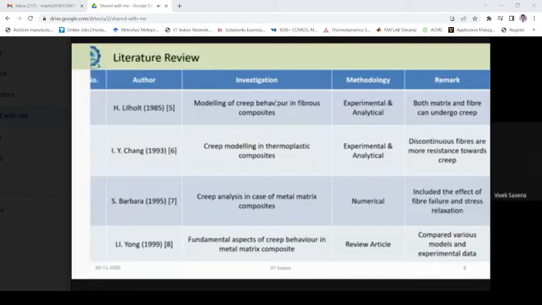Now, in the case of composite materials, the research has been carried out since a very long time. In the late 19th century, one of the pioneer investigations was done by the author H. Lilholt, where he modeled the creep behavior in the case of fiber.